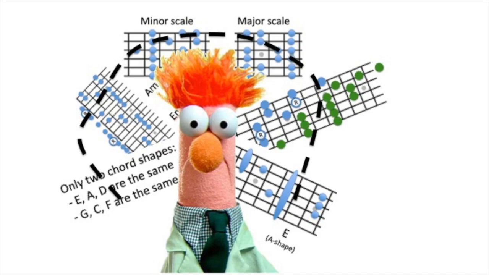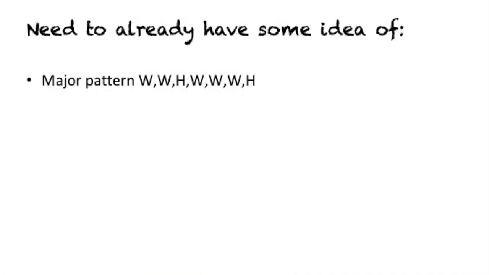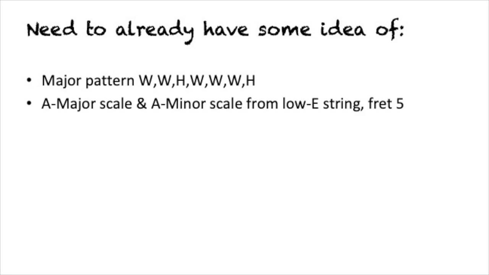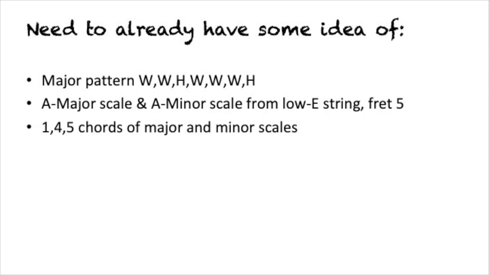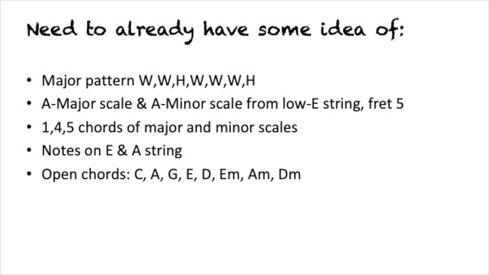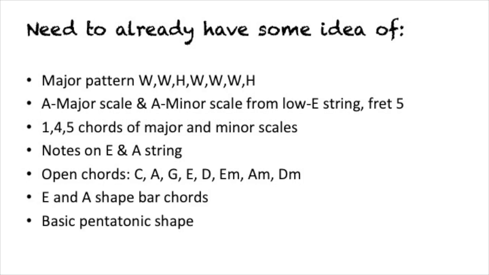This video will be most helpful if you've seen these common topics and have some idea of their meaning. The whole step, half-step pattern of the major scale. The A major and A minor scales from the low E string 5th fret. What the 1, 4, 5 chords of a scale are. Notes on the E and A strings. The C, A, G, E, D, E minor, A minor and D minor open chords. E and A shape bar chords. The basic pentatonic shape. What relative major and minor means.